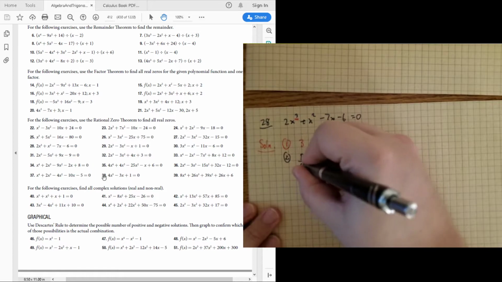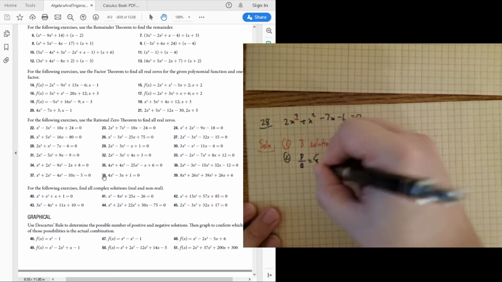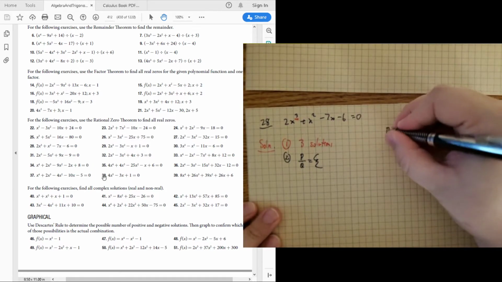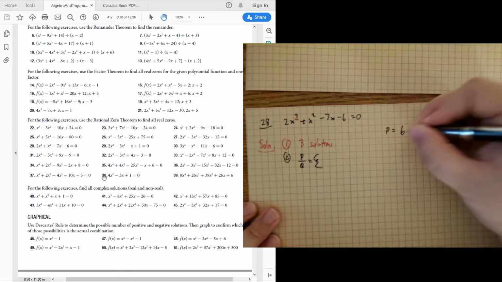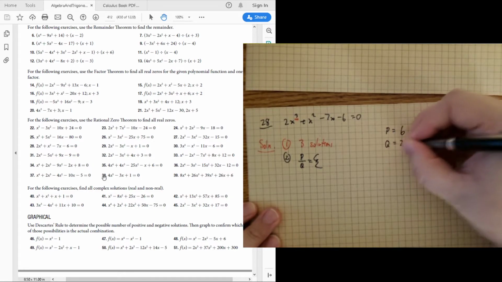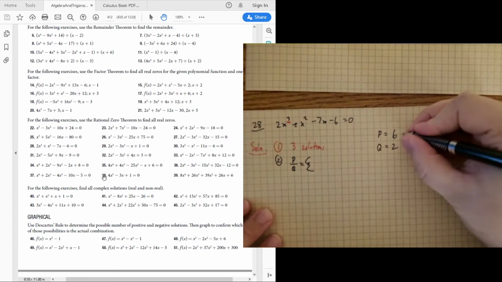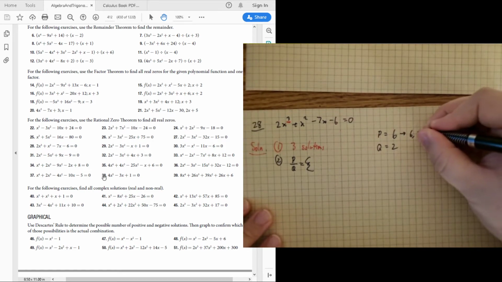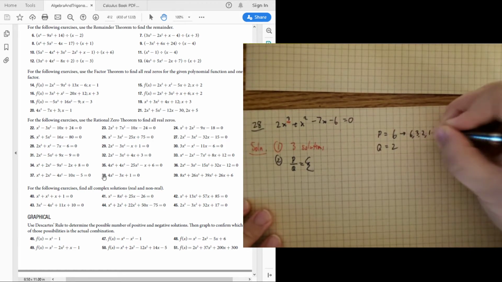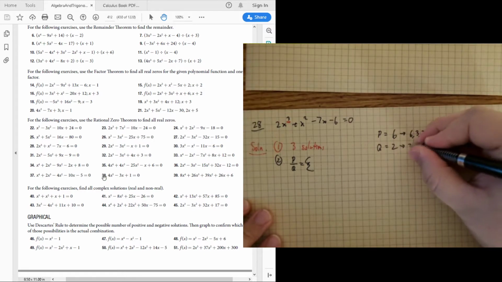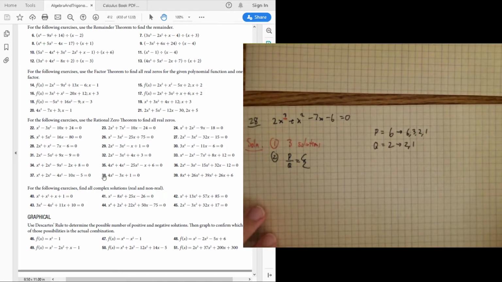So I do P over Q, and I start making my list. My P in this case is 6. My Q in this case is 2. The factors of 6 are 6, 3, 2, and 1. The factors of 2 are 2 and 1. Let's start making our list.